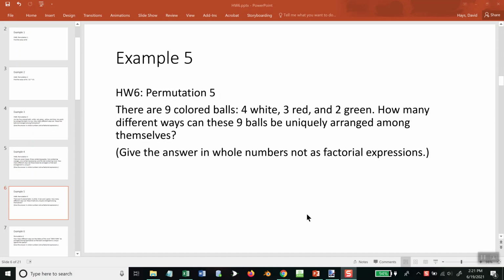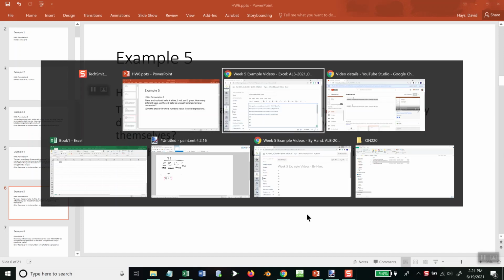Okay, in this problem, there are 9 colored balls, 4 white, 3 red, and 2 green. How many different ways can these 9 balls be uniquely arranged among themselves? Now, this is a permutation, and specifically, some items are alike. So let's take a look at this.